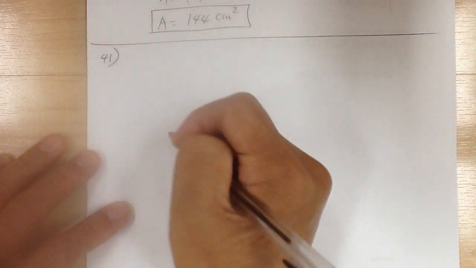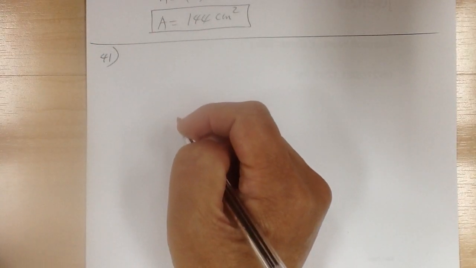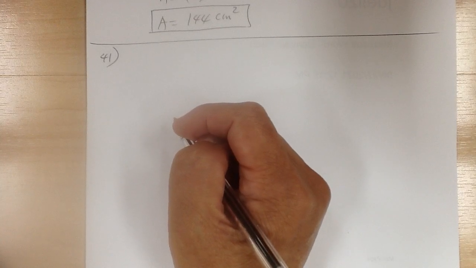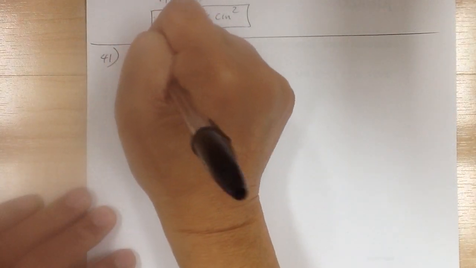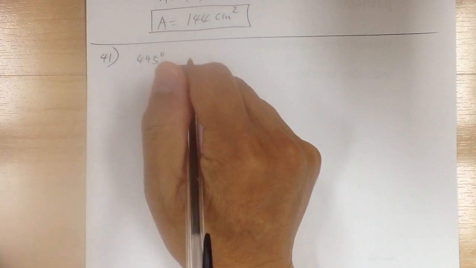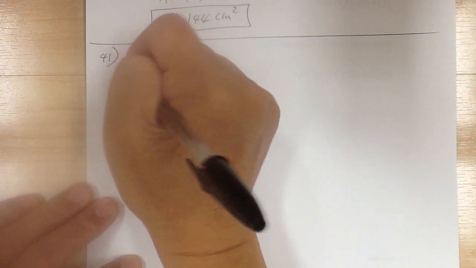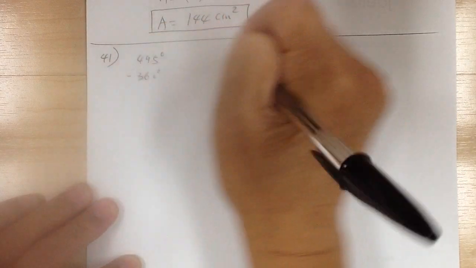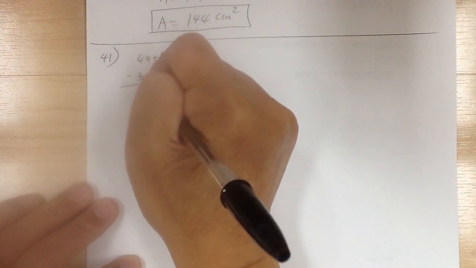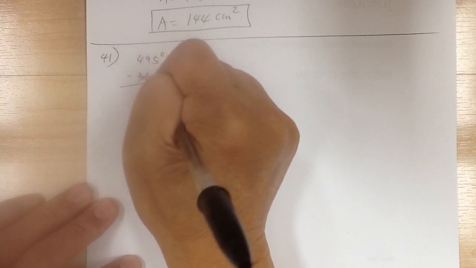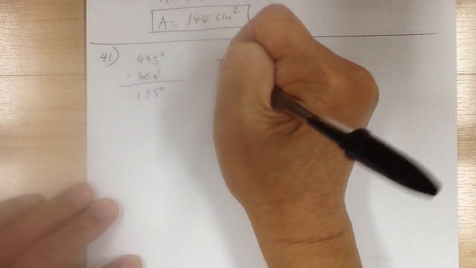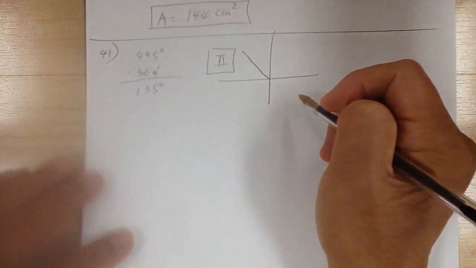Okay, number 41. Indicate the quadrant in which the terminal side of each angle lies. So 495 degrees, you're looking for what quadrant this is. Now, if the angle is too big, what you do is you go around the circle, so it depends on the number. So I'm going to unwind the circle, so minus 360, right? I'm going to unwind one circle. So this will give you 135 degrees. So 135 would be right over here. So that's quadrant 2.